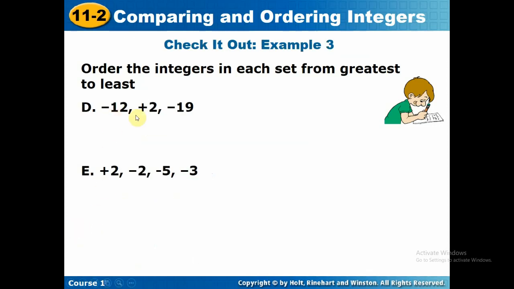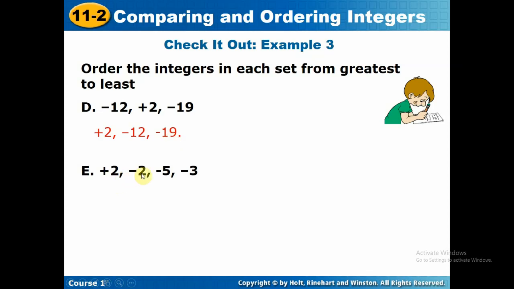Negative 12, positive 2, negative 19. The positive number is the greatest number. And then negative 12 is greater than negative 19. For that, the order will be positive 2, negative 12, and then negative 19.